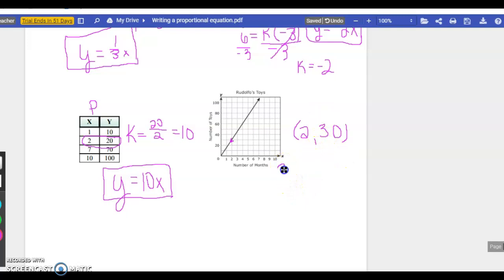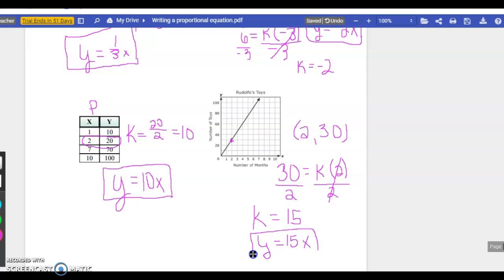Now let's do it the other way just so we get another idea. y is 30, we don't know what k is, and the x value is 2. And so this is just a different way of going about finding what k is if we can't remember that it's y over x. But here we've got y over x now, right? And so our k, our constant of proportionality, is 15. And so then our equation is y equals 15x.